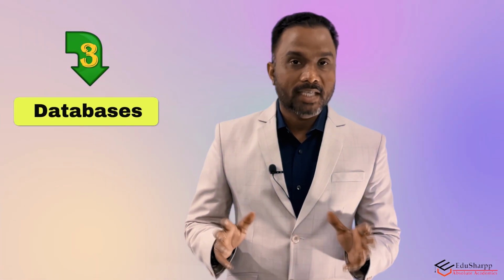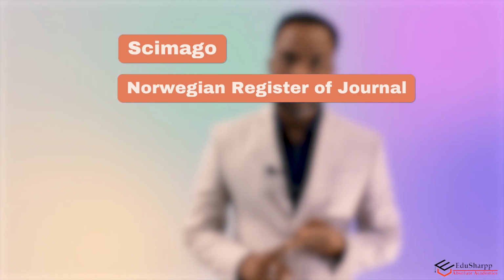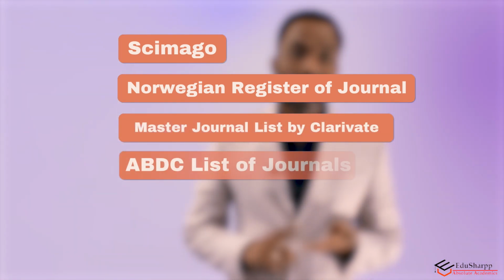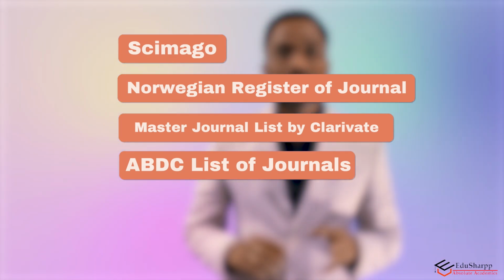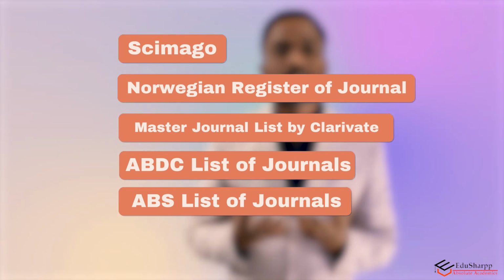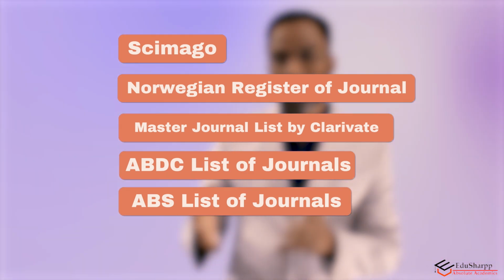Route number 3, databases. As I told you earlier that there are many databases that can help you in finding out high quality journals. These databases mainly include Scimago, Norwegian Register of the Journals, Master Journal List by Clarivate, ABDC List of Journals and ABS List of Journals. How can we use these databases to find out good journal articles? We shall see this in the next example.